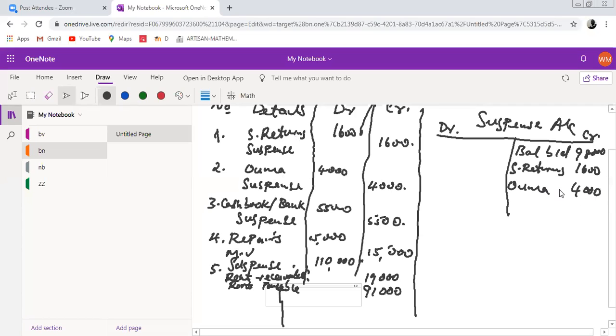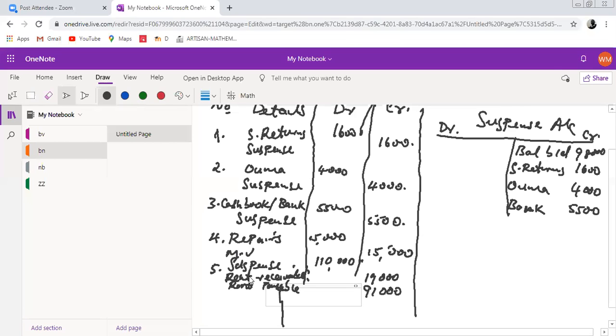4,000. We come here, suspense account again has been credited. So we write it on the credit side. Then we can write the name of the other account, maybe the bank, which is 5,500. Here, there is no suspense here. So we don't record anything in the suspense account for error number 4.